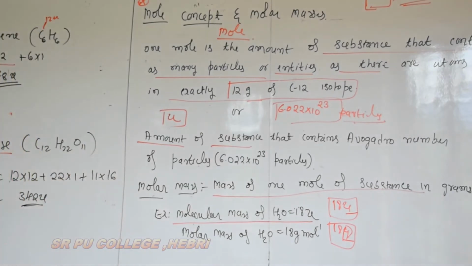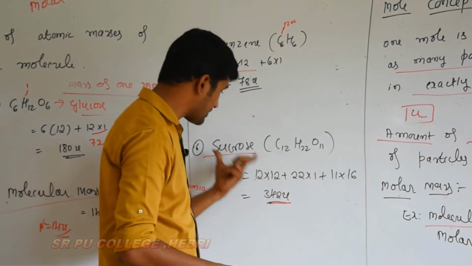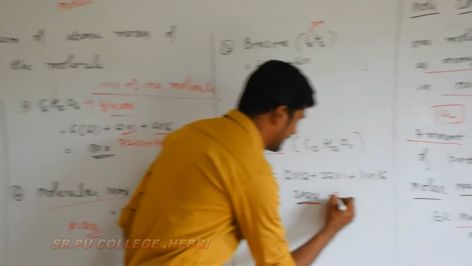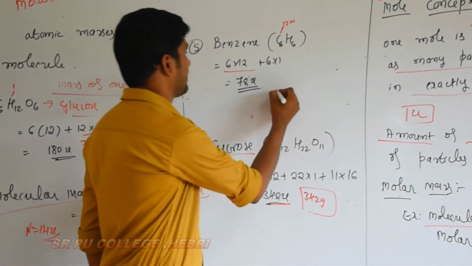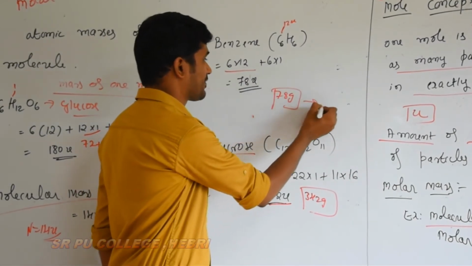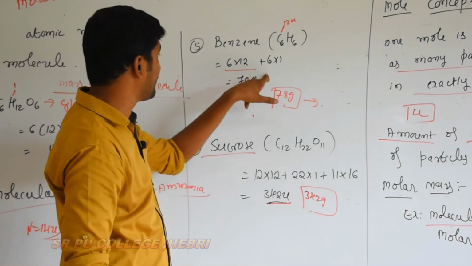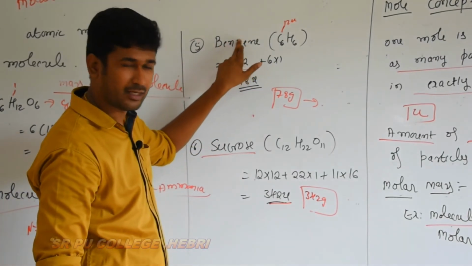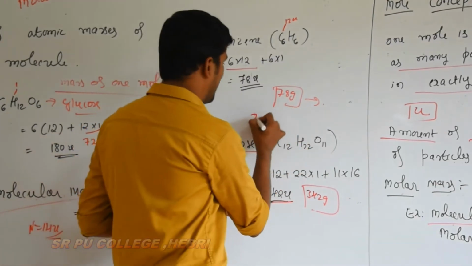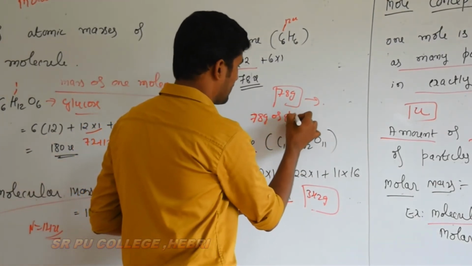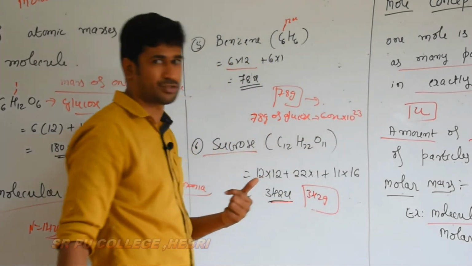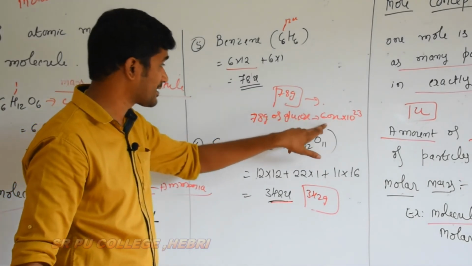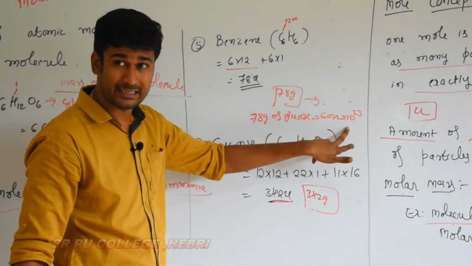See here in the previous example, I have written 342 unified mass. This is the mass of 1 molecule. If I write it as 342 gram, now this is the mass of 1 mole. Coming to this, 78 gram refers to the mass of 1 mole. 78 unified mass refers to the mass of 1 molecule. Understood? So here 78 gram of glucose has 6.022 into 10 to the power of 23 glucose molecules.